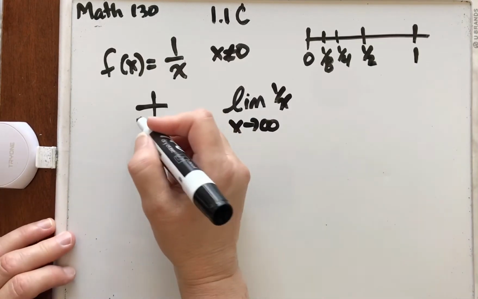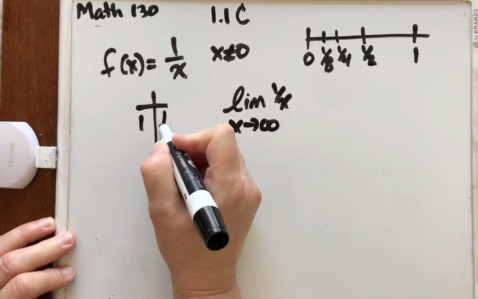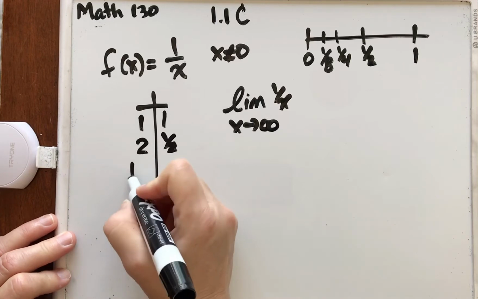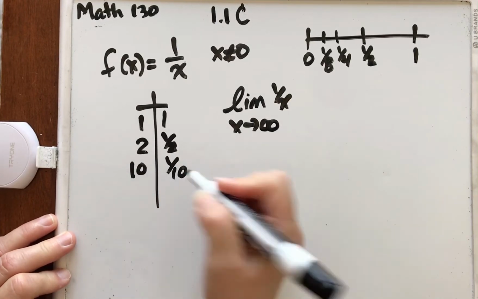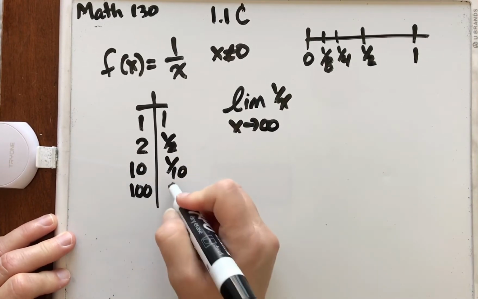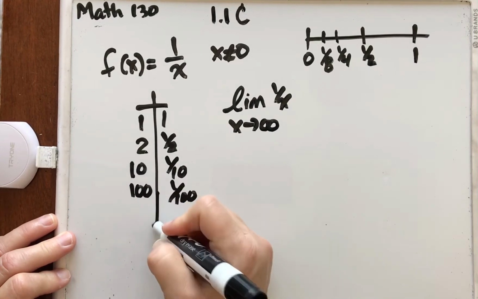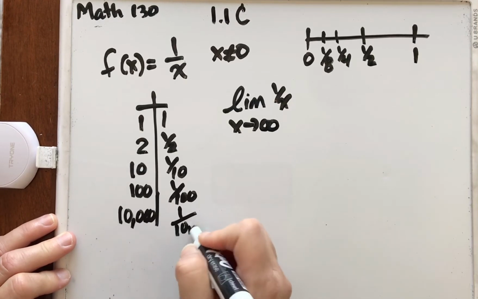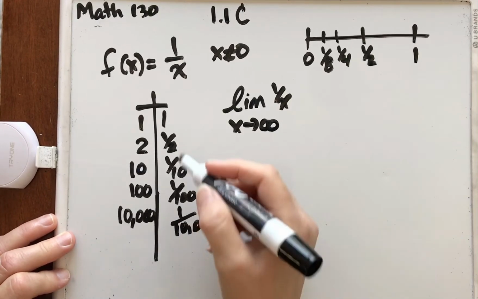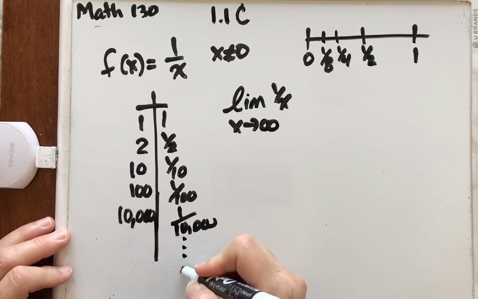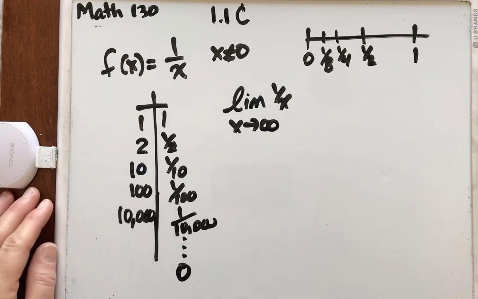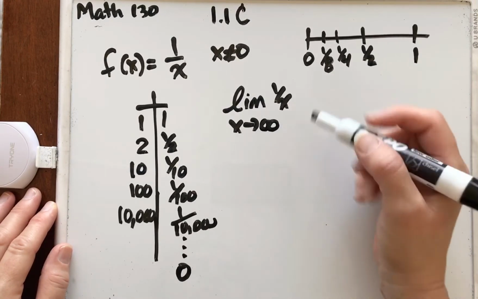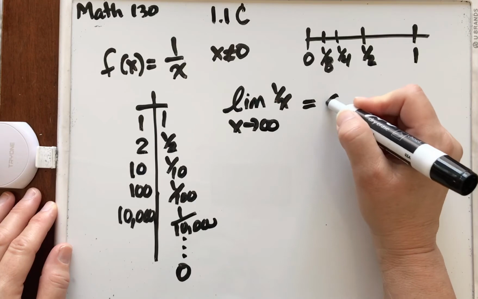Okay, so if we put in a 1 into this equation, we get 1. If we put in a 2, 1/2. If I put in a 10, we get 1/10. If I put in 100, we get 1/100th. If we put in 1,000, or how about 10,000, we get 1 over 10,000. So can you see where this is heading? It's getting smaller and smaller and smaller. It's approaching 0. So the limit of 1 over x as x approaches infinity is 0.